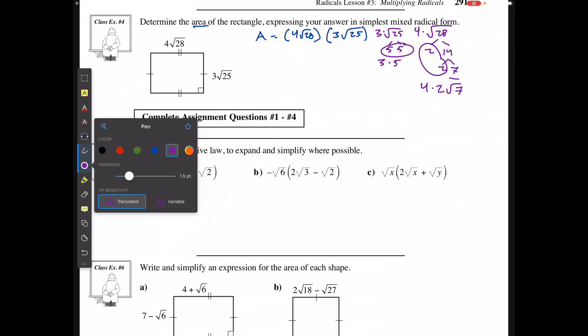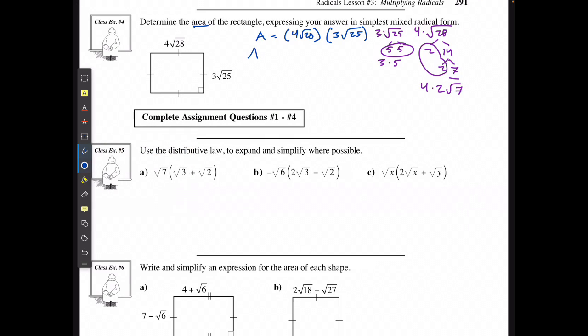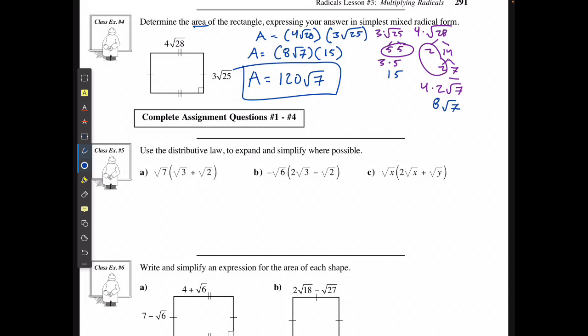So I can say that the area is going to equal, well, this is going to be 8 root 7, and this is just going to be 15. 8 root 7 times 15. The area is going to be 8 times 15 is 120, and the square root of 7. And there's my answer.